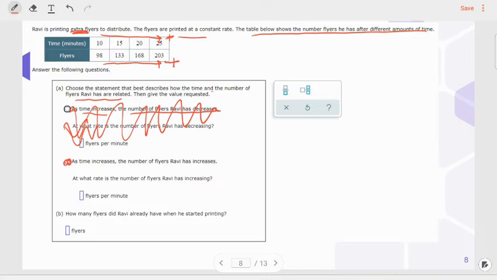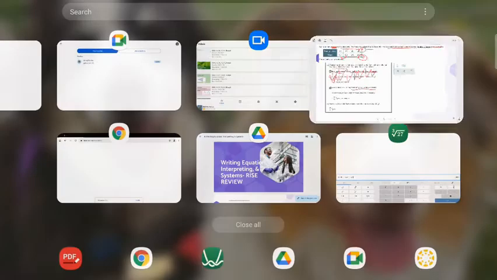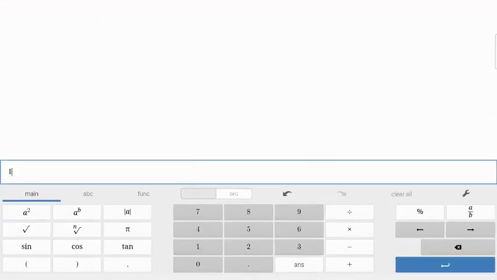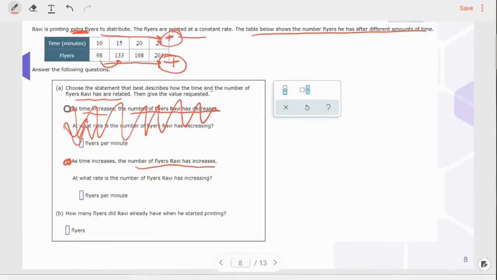Let's just double check. As time increases, positive. The number of flyers Ravi has increases, positive. Perfect. At what rate is the number of flyers Ravi has increasing? So quick math. To get from 98 to 133, I'm going to do a quick subtraction. So 133 minus 98 is 35. So it is increasing by 35.